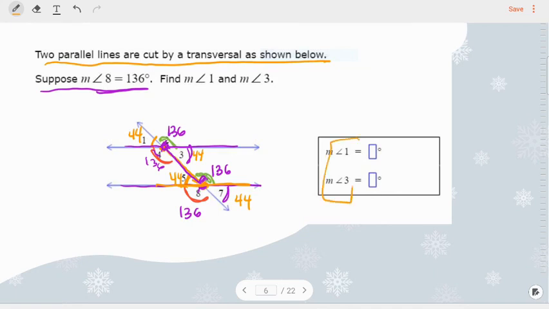So answer the question, what is the measure of angle 1? Well, angle 1 is 44 degrees. And what's the measure of angle 3? Also 44 degrees. And again, notice that all my degrees are adding to 180 and they alternate.